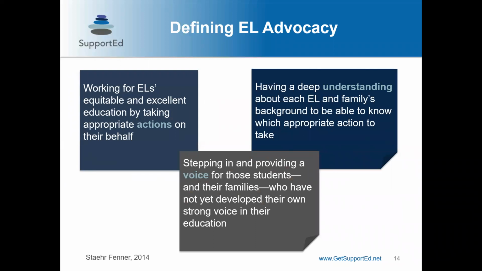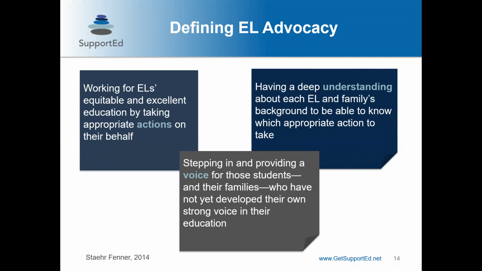I heard a little bit of your definitions, and I'd like to share mine, which is always evolving as well. Working for ELs' equitable and excellent education by taking appropriate actions on their behalf. And noting that equitable and excellent are not always synonymous, depending on the situation. And also having a deep understanding about each EL and family's background to be able to know which appropriate action to take. So we have to really understand where our students and families are coming from to know exactly how to advocate.